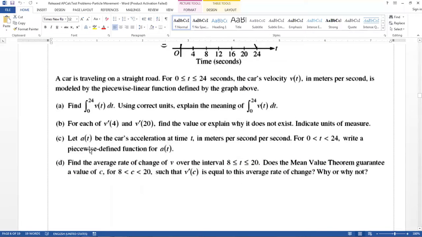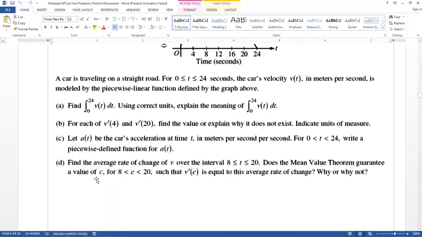Let me just answer the next one. This is C. Let A of t be the car's acceleration at time t in meters per second per second. For the time from 0 to 24, write a piecewise defined function for A of t. That is not that difficult, but let me just sketch here the graph. This is 4, this is 16, and this is 24. So the function goes like this, and then like this.